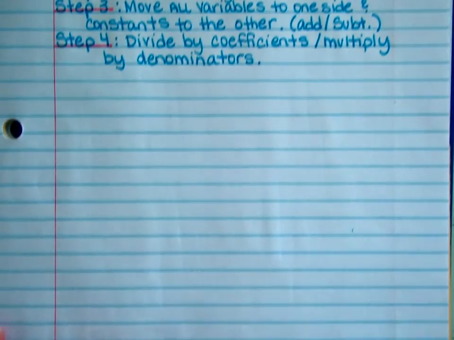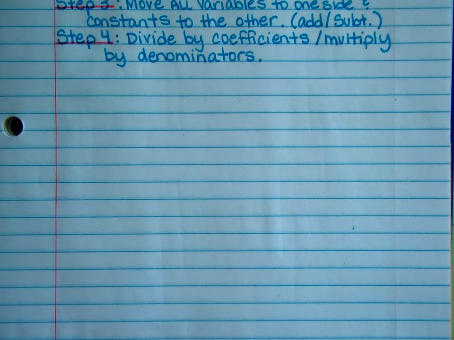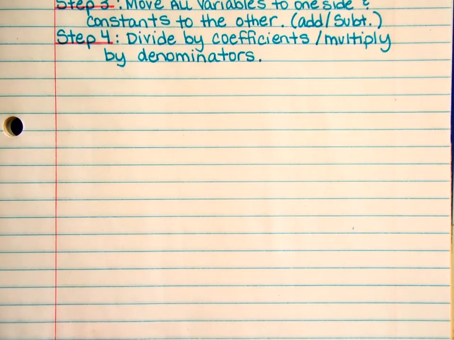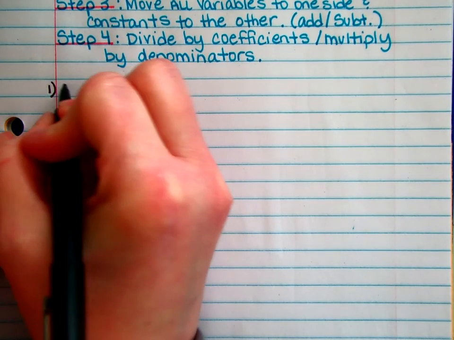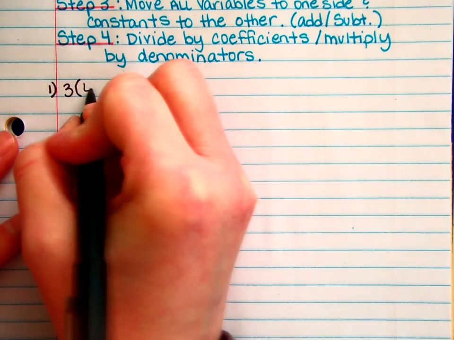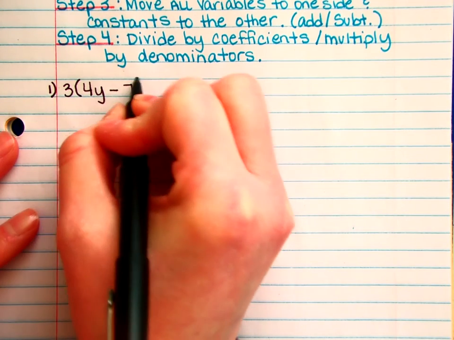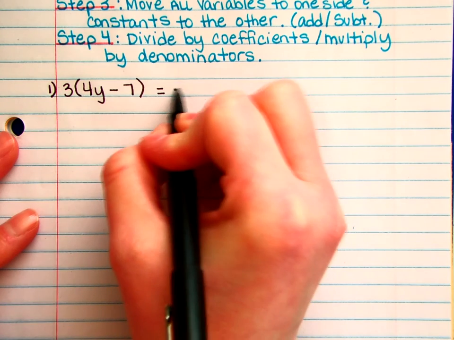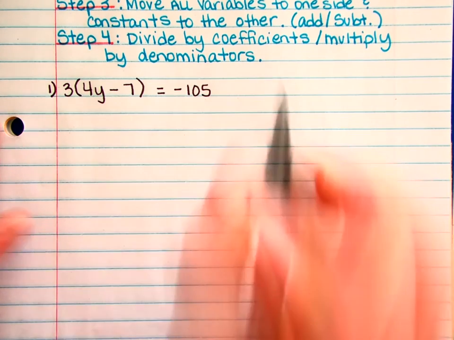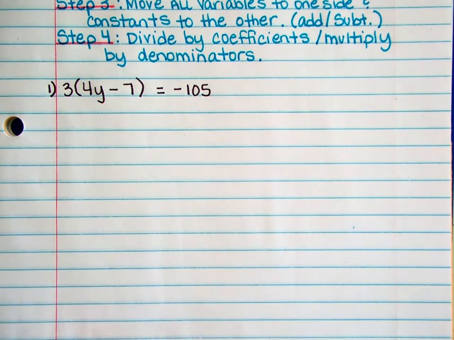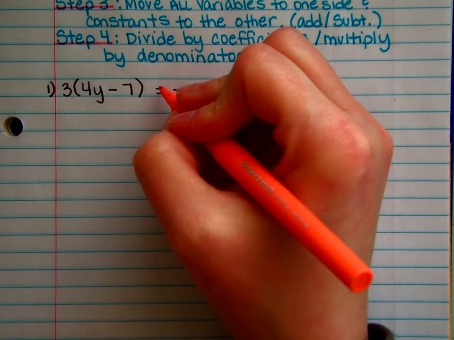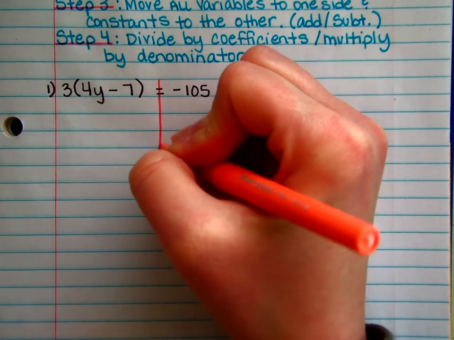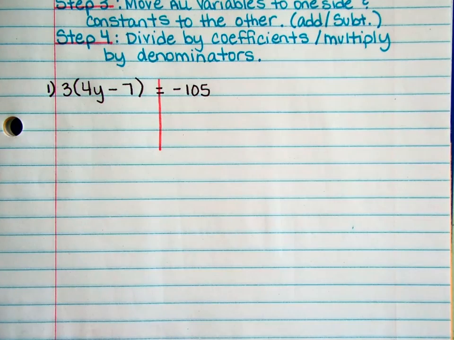Alright, next we're going to work some examples together. I'm going to kind of start you slowly, and then I'm going to work you up and make it a little bit harder each time, just like if we were in class. So number 1, we have 3 times 4y minus 7 is equal to negative 105. Now, since you guys are still used to splitting the 2 sides of the equation, I'm going to continue doing that through several of the problems today, but not all of them, okay?